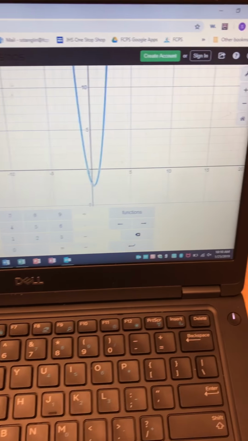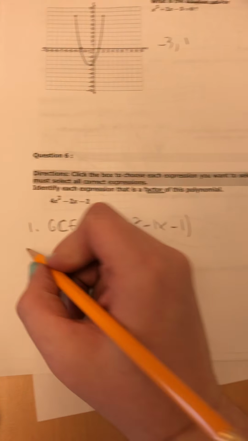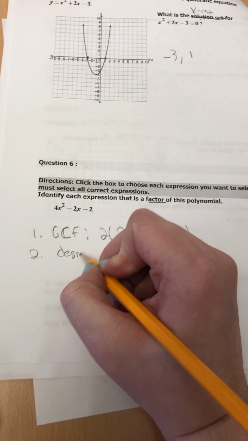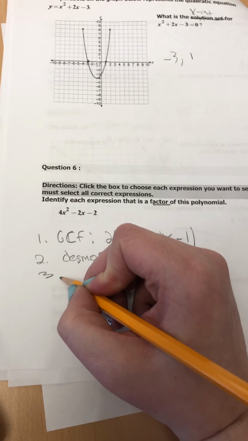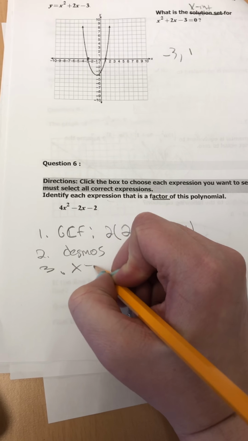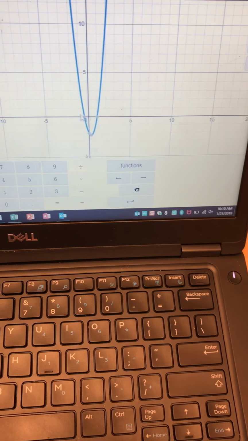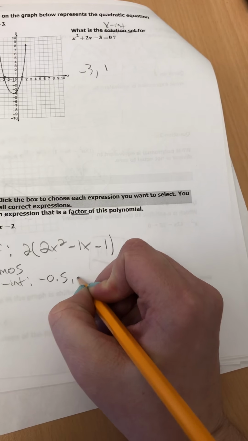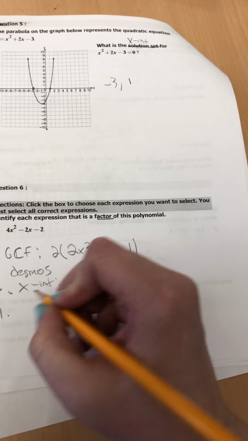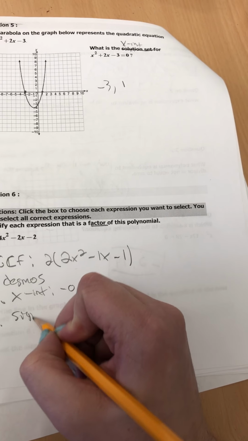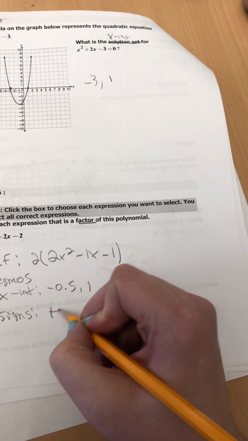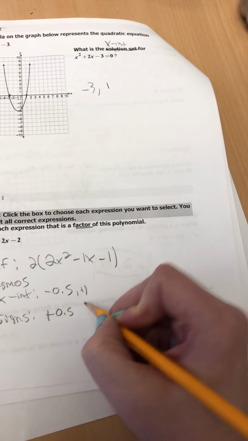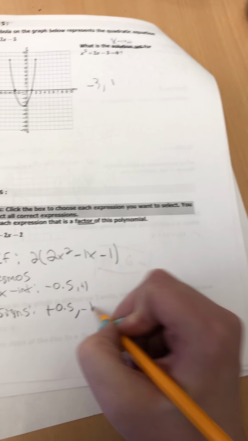Alright, so then there's the picture it gave me. So that was our second step, is decimals. Our third step is to find the x-intercepts. So our x-intercepts here are -0.5 and 1. So our fourth step is to change the signs. So this is going to become a +0.5, and this is going to become a -1.